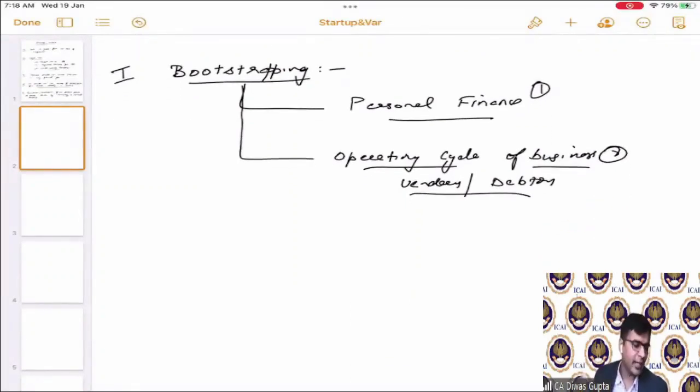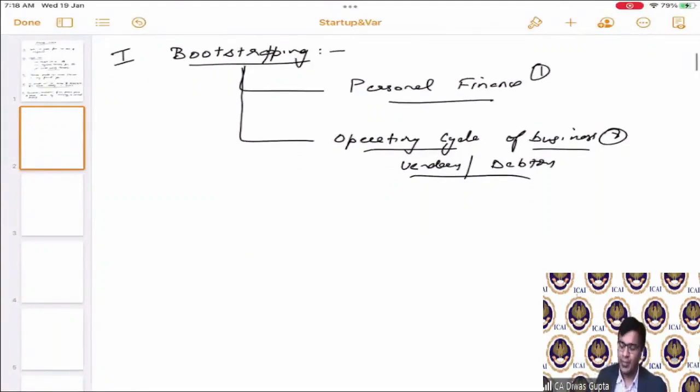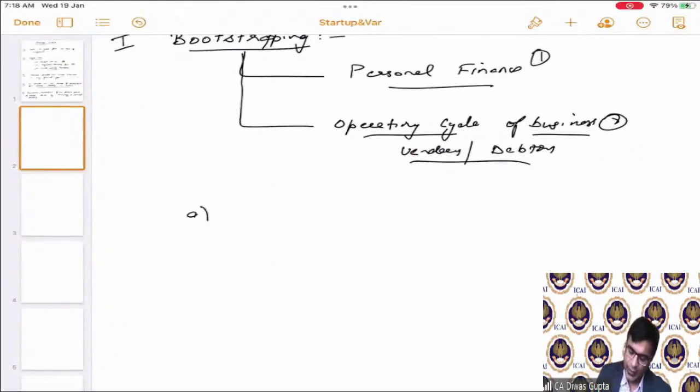One is personal finance and the second one is the operating cycle of the business. Now we will see the specific ones. So the first type of finance in bootstrapping is trade credit.